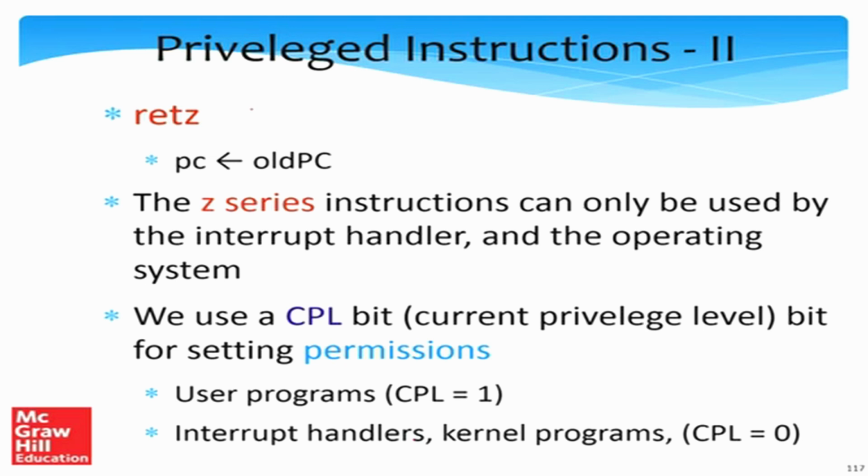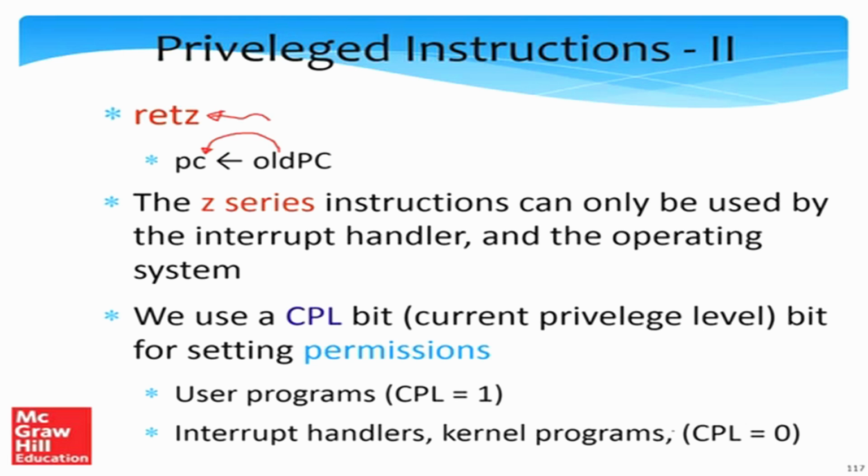Another instruction we want to introduce is RETZ. RETZ transfers the value in the old PC privileged register to the current PC, which means we can start executing from there. The Z series instructions can only be used by the interrupt handler and the operating system. So how do we ensure this? The way that we ensure that normal programs cannot access these registers or these instructions is that we use a bit called the CPL bit, the current privilege level bit. For setting permissions, for user programs we set the CPL bit to be 1, and for interrupt handlers and kernel programs we set it to be 0.